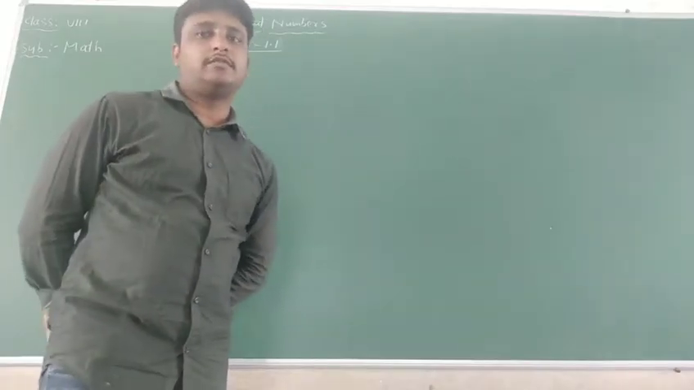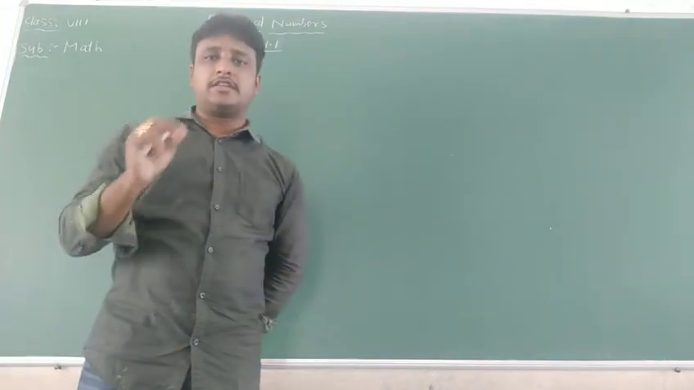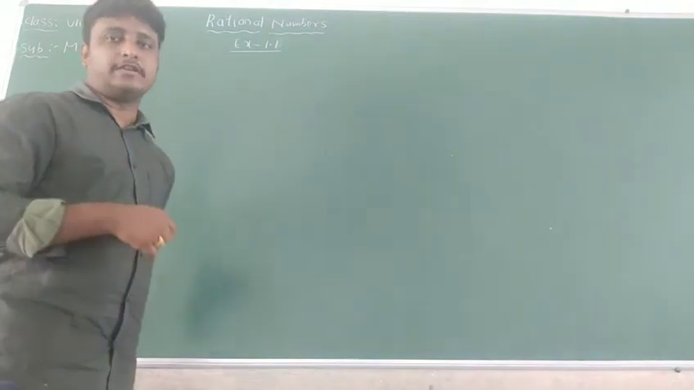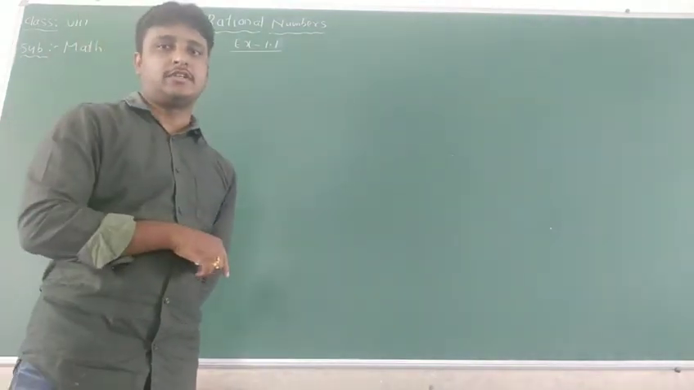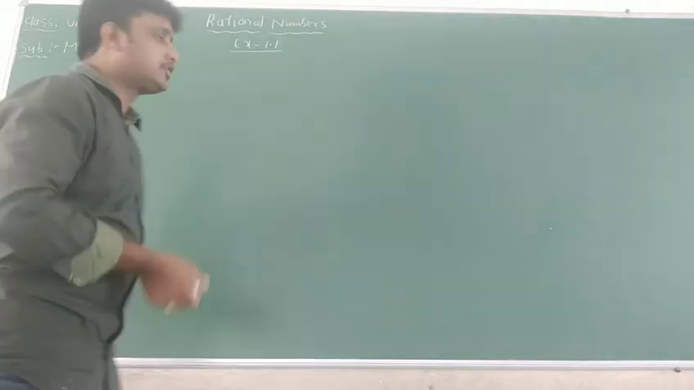Students, good morning. Today we are going to discuss rational numbers, exercise 1.1. Up to 7 questions we have discussed in the previous video, and in this video we are going to discuss the 8th question. And in this 8th question, how to do subtraction of two rational numbers. So, 8th question.